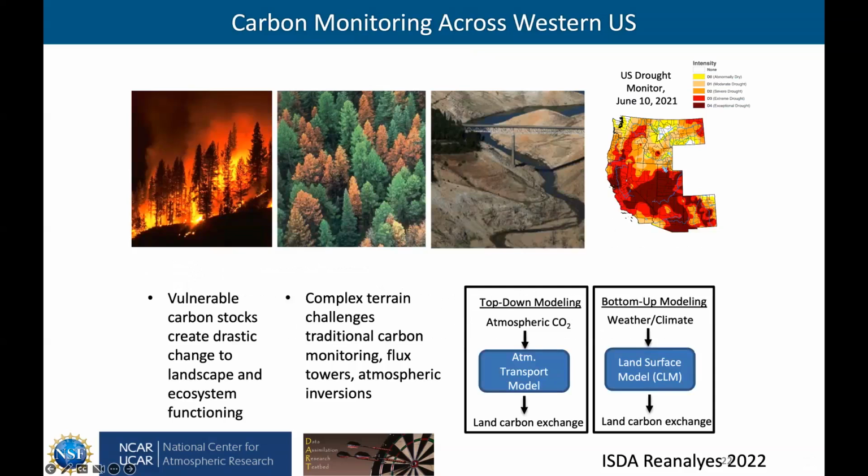So a couple of the projects that are using this atmospheric forcing data set is carbon monitoring across the western US. This is an important way that the land influenced the atmosphere on long time scales through the flux of carbon, but the West is a complicated place to do it.